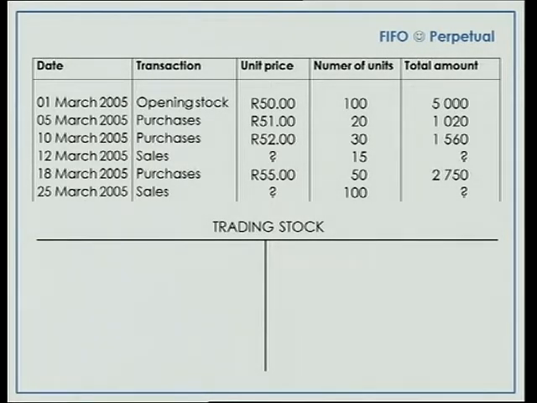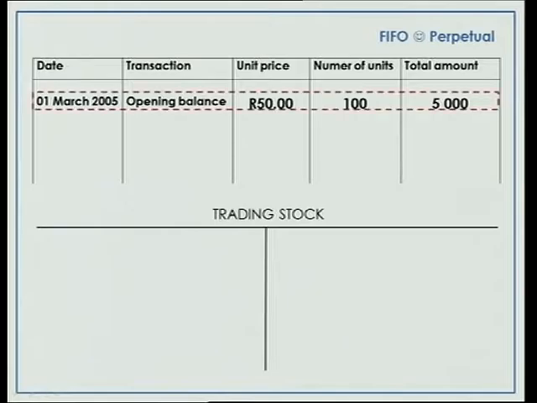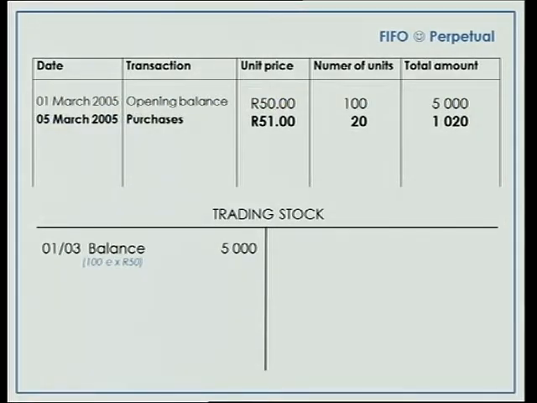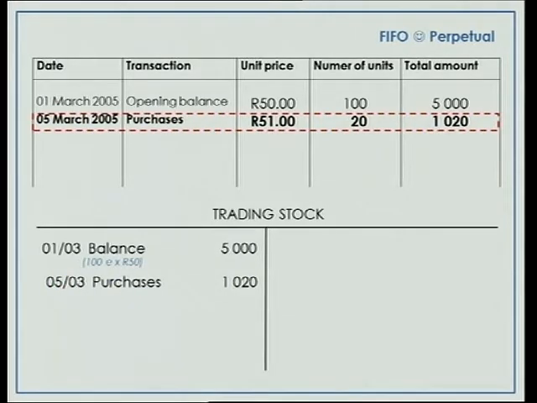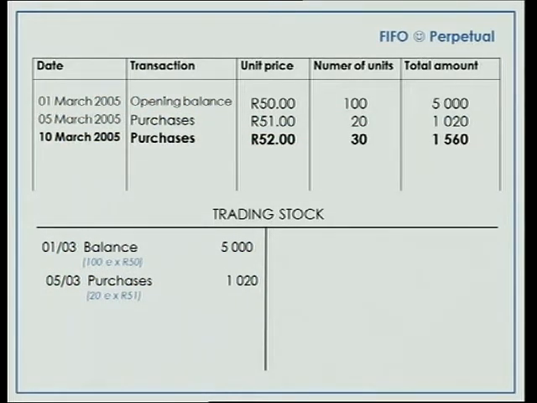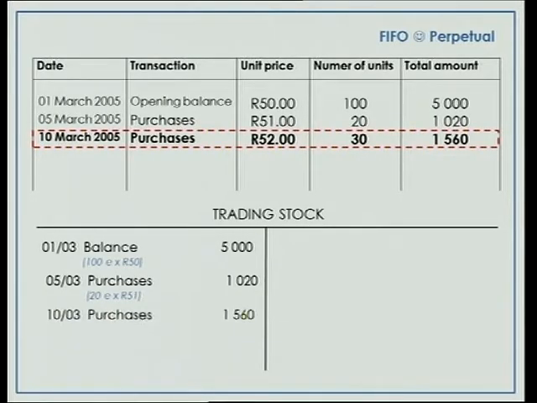The best way for me to do this is using a trading stock account when we're using the perpetual system. I like to do a trading stock account where I say my opening balance is 100 units times 50, the price per unit, so that's 5,000. What happened then? We purchased some more, 20 units, so that would go on the debit side because my trading stock increased. And then we had purchases again, another 30 units, this time at a unit price of 52 rand, so that's 1,560. So that's what's on the debit side.